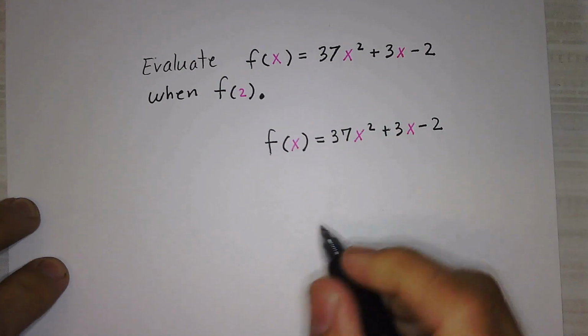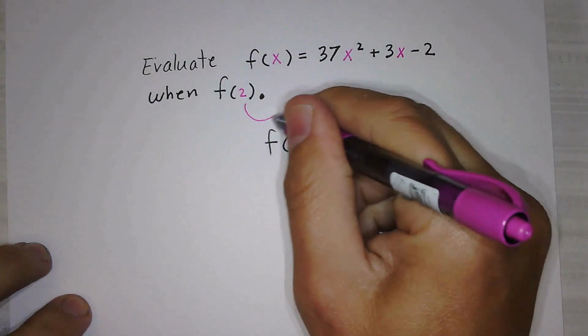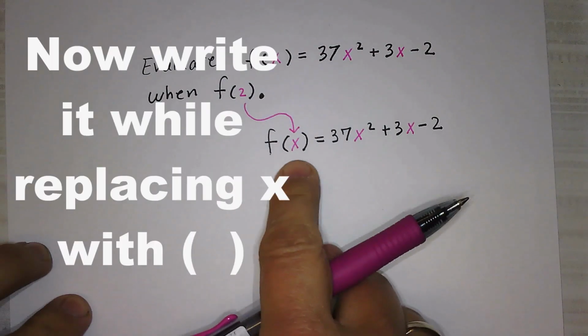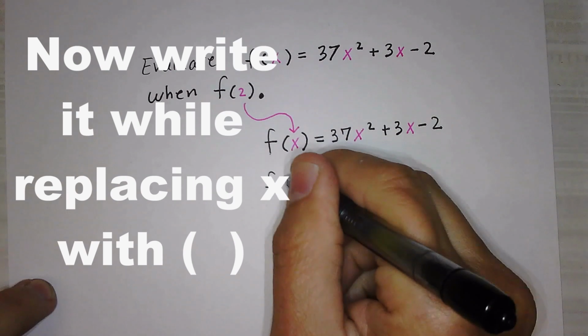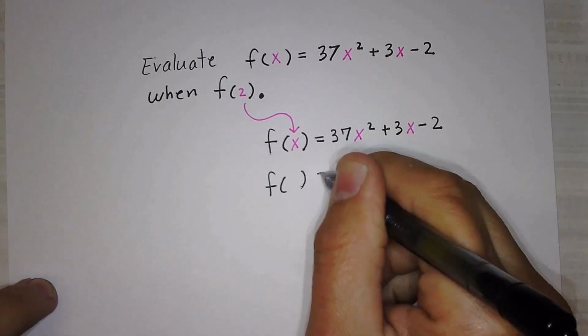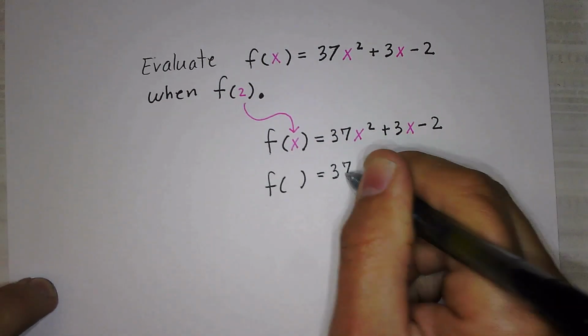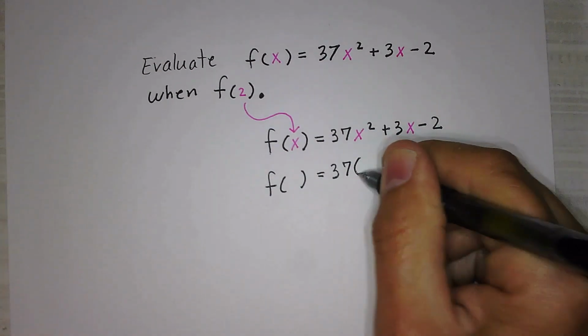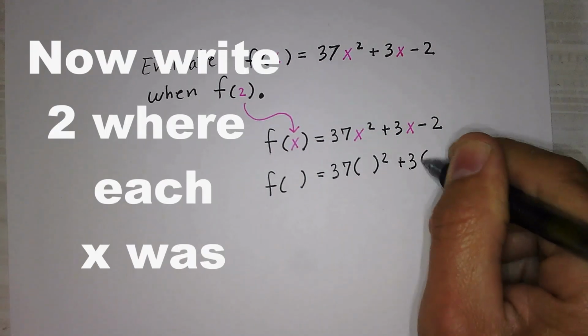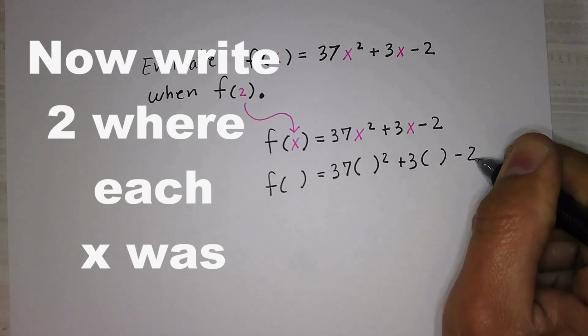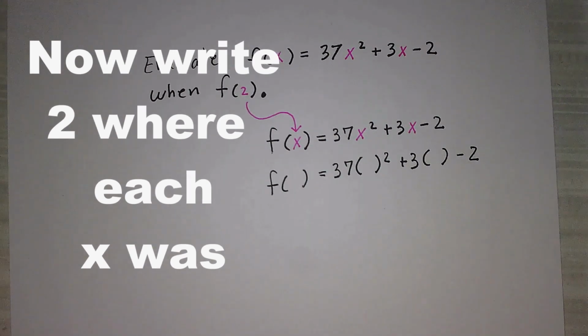And then once you do that, we're going to go ahead and substitute everywhere that has an x with a value of 2. So what you're going to do is write it while replacing the x with parentheses. So notice I got 37, but instead of an x, I'm putting parentheses, squared, plus 3, and instead of an x, I'm going to put another set of parentheses, and then minus 2.